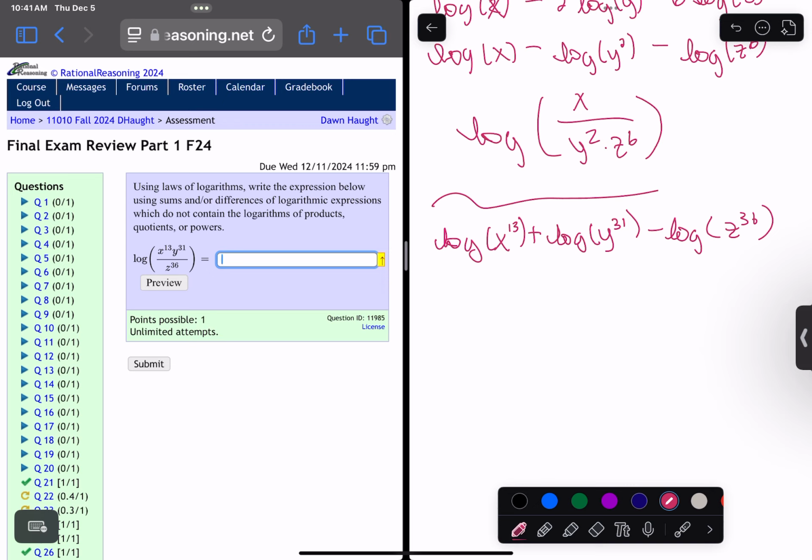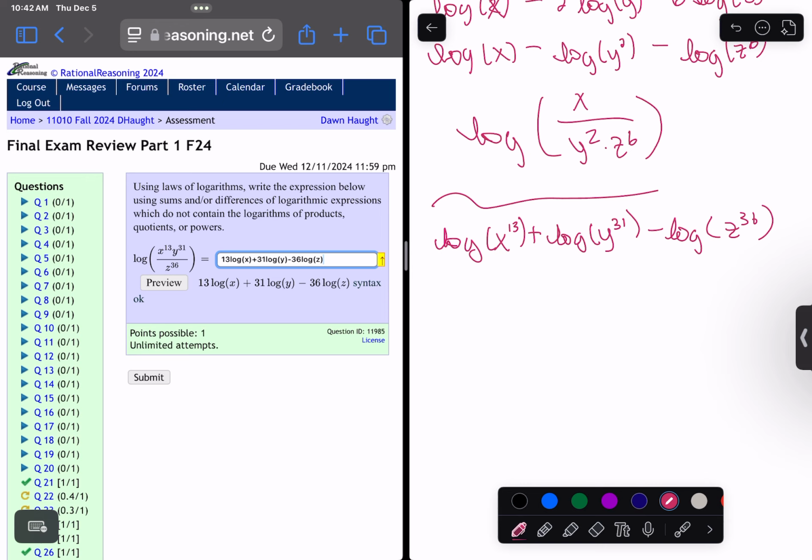And so our final answer is 13 log of x plus 31 log of y minus 36 log of z. And there you go. The preview looks like what I want. I'm going to hit submit.